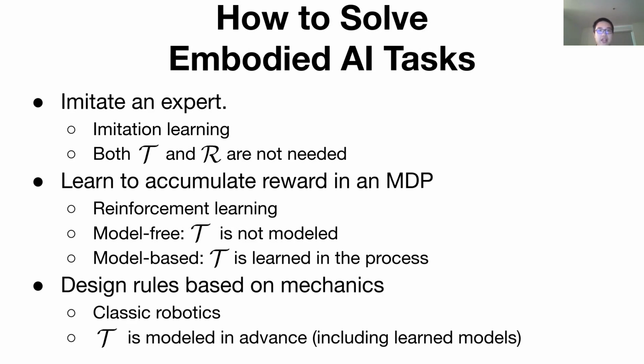Finally, we can use our knowledge of mechanics to design rules. This is a popular method in classical robotics. Here, the transition is typically modeled in advance. Some methods would use learning to get a model and then apply classical robotics to solve the problem.